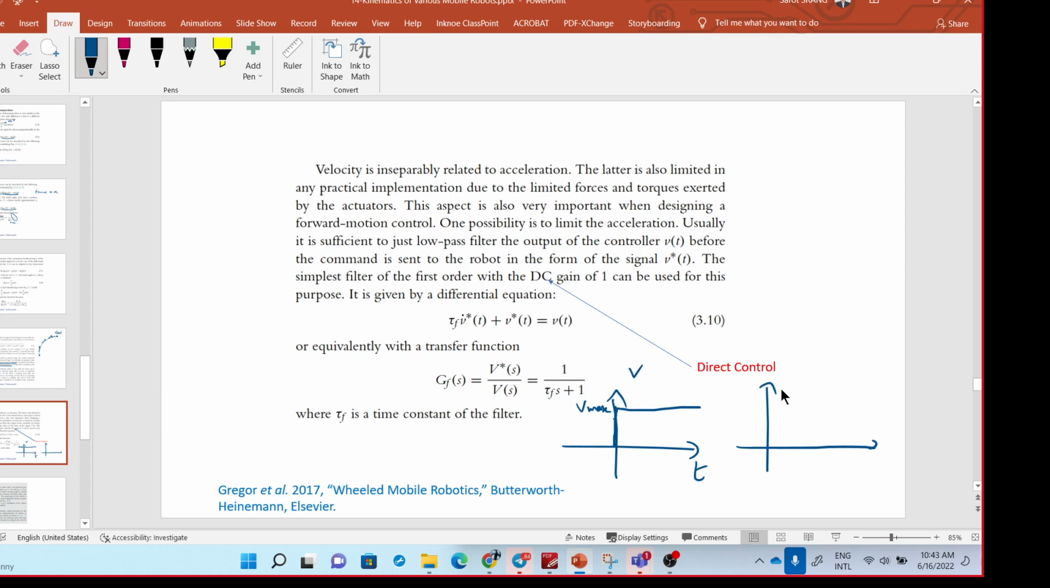So instead, we can deal with the kinematics itself. We should put a filter to smooth the desired velocity itself. Let's say this is the desired velocity. We smooth it this way. We can choose a first order filter here. This one is the desired velocity directly computed from the controller, so DC means direct control.